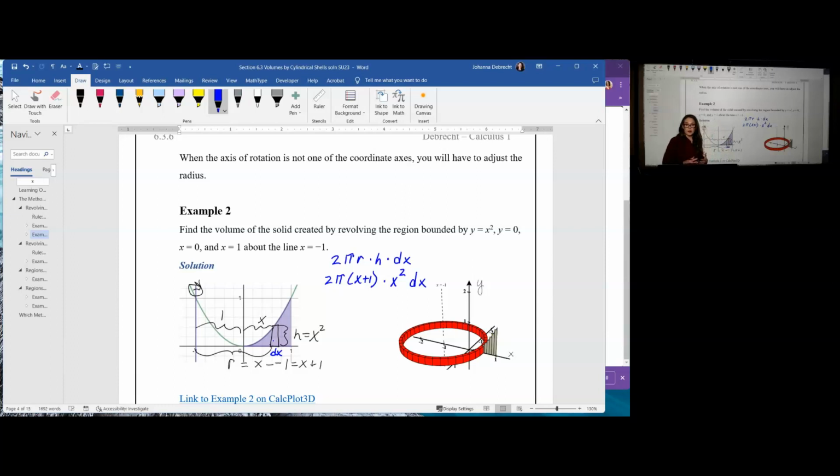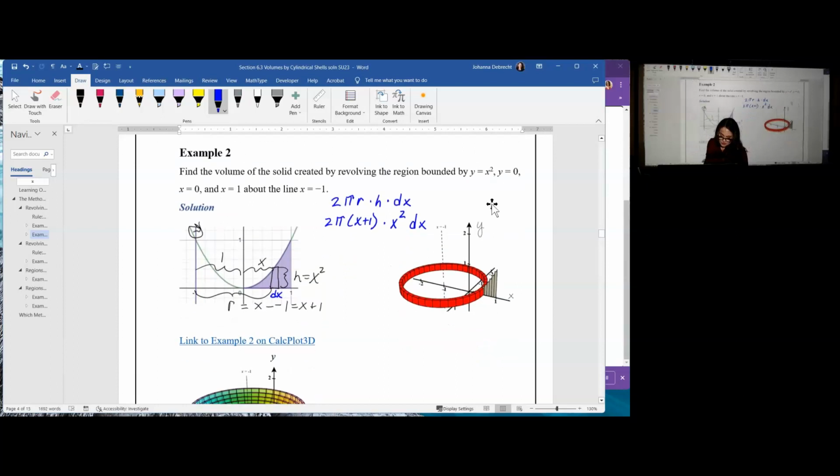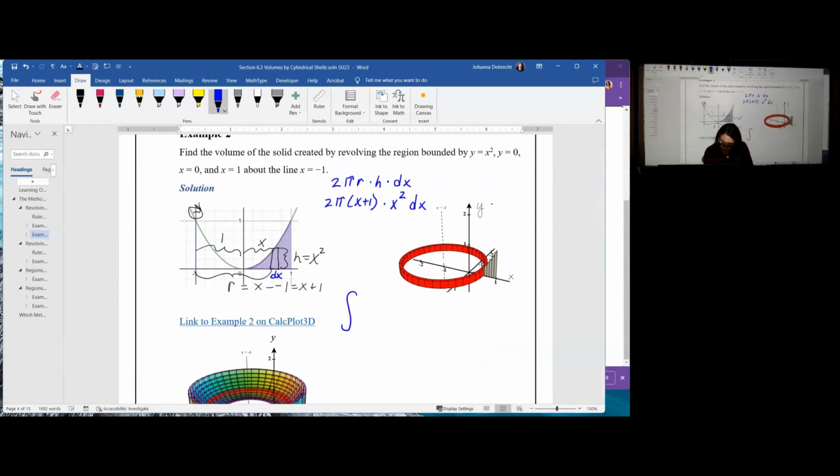Now that we have this part, we need to determine what the limits of integration will be. So we look at the very first strip, which is incredibly short, on the far left at x equals 0. And the last strip will occur on the far right at x equals 1. In order to set up our integration, we go ahead and integrate from x equals 0 to x equals 1 of 2 pi times the quantity x plus 1 times x squared dx.